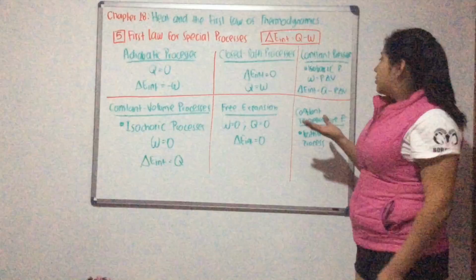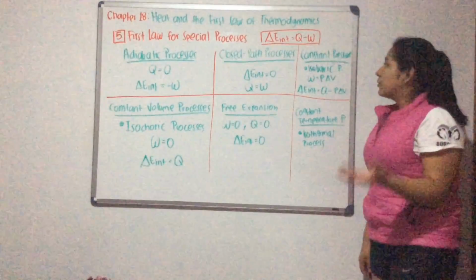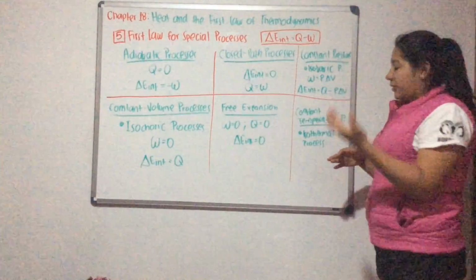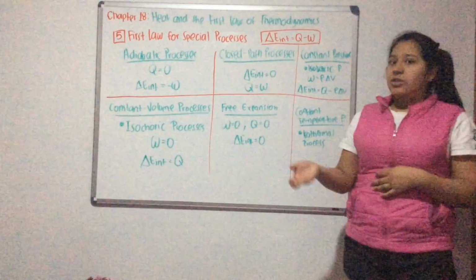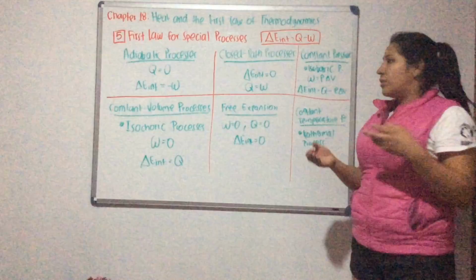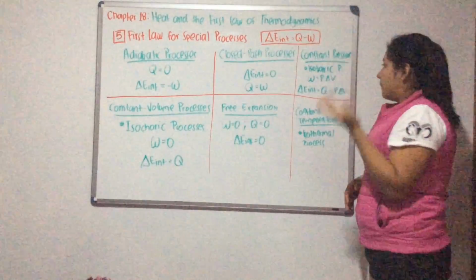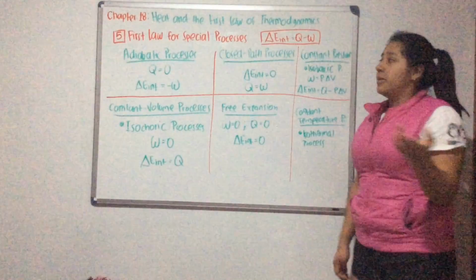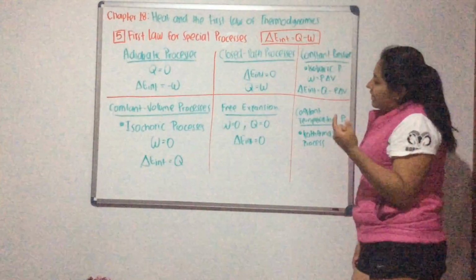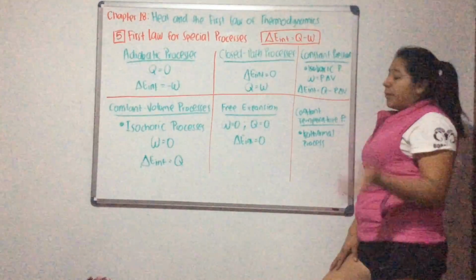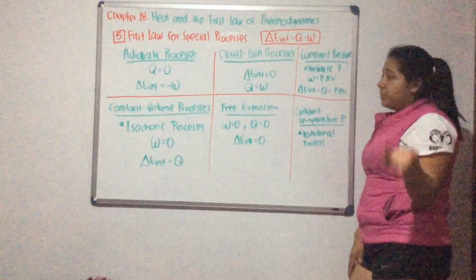Now, when you have a constant pressure process, those are also called isobaric processes. And during these processes, the volume can change, so that allows the system to do some work. And also, the pressure remains constant. So that means that the change in internal energy is going to be equal to the heat minus the pressure times the change in the volume.